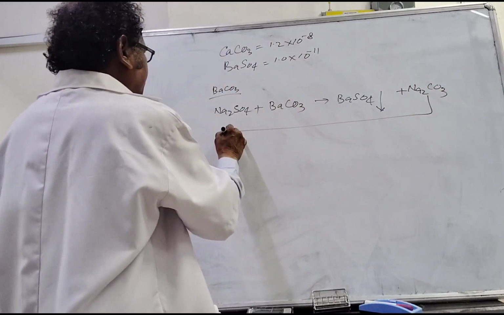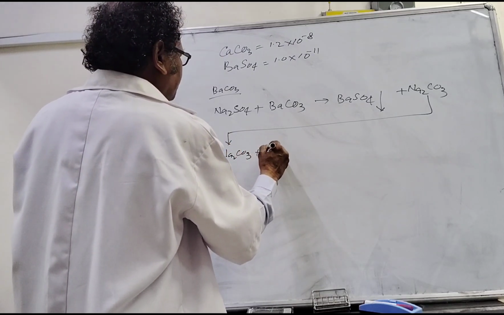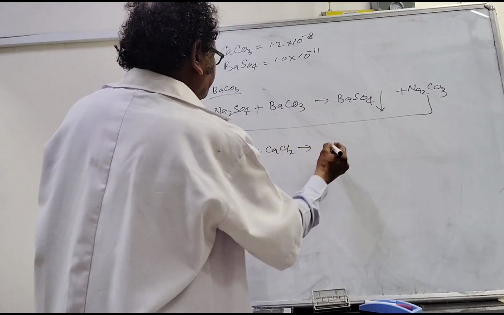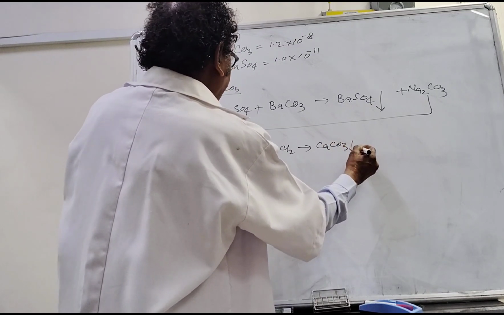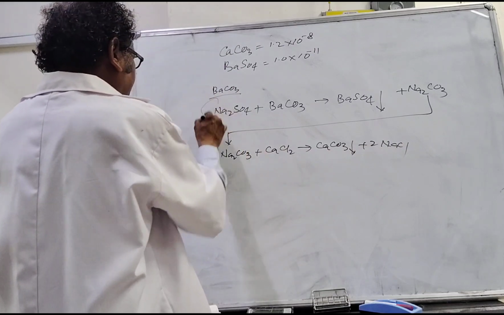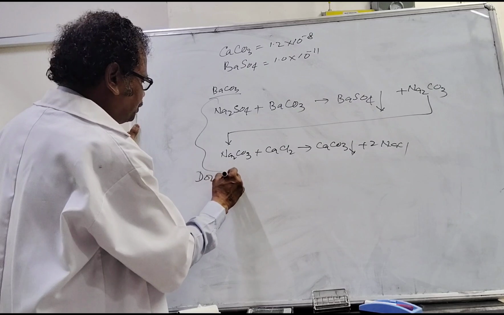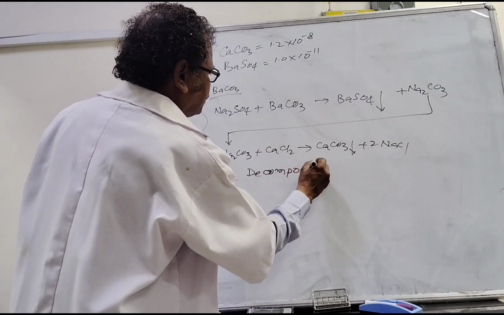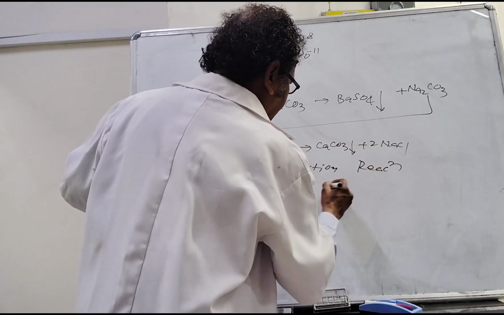Again this comes, Na2CO3 plus CaCl2 gives calcium carbonate precipitation and 2 NaCl. Which here is a double decomposition reaction, a double decomposition reaction in the clarifier.